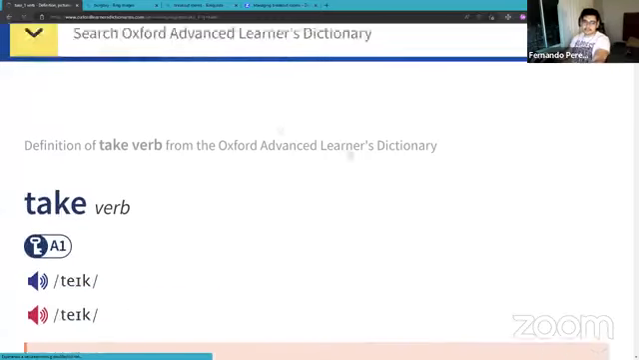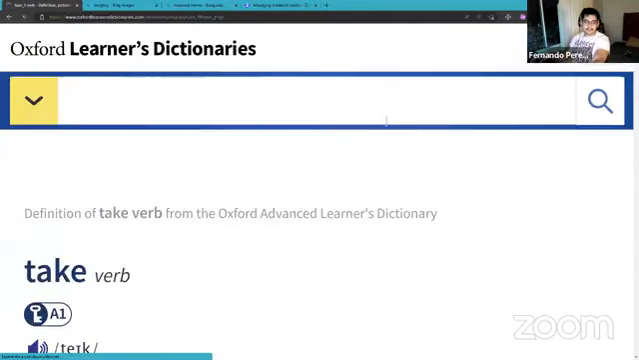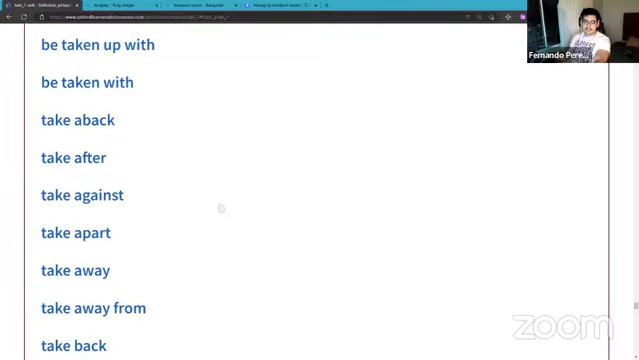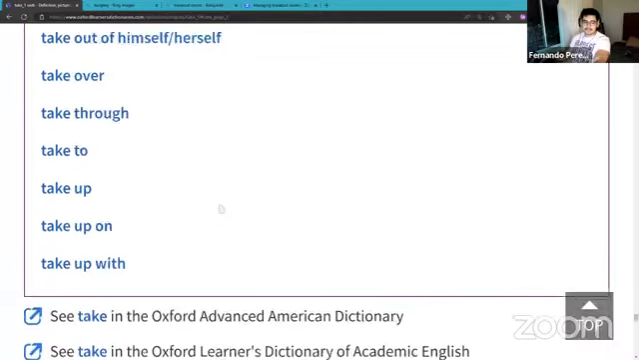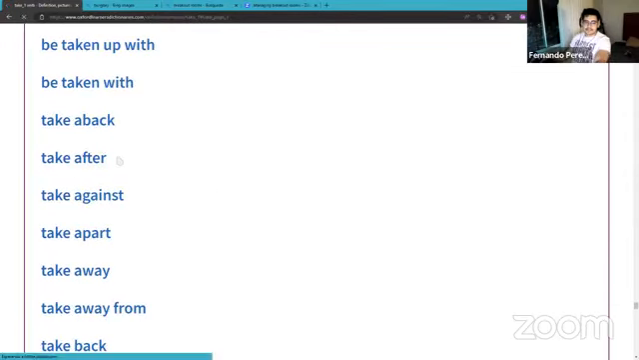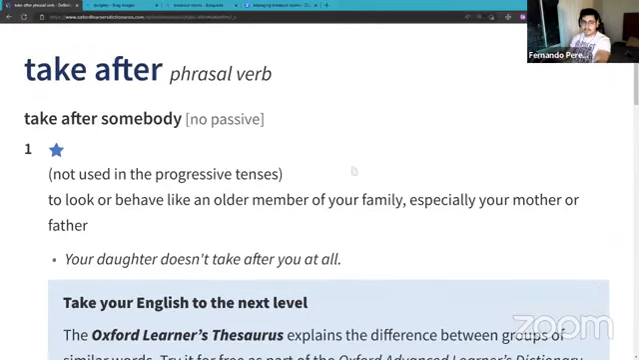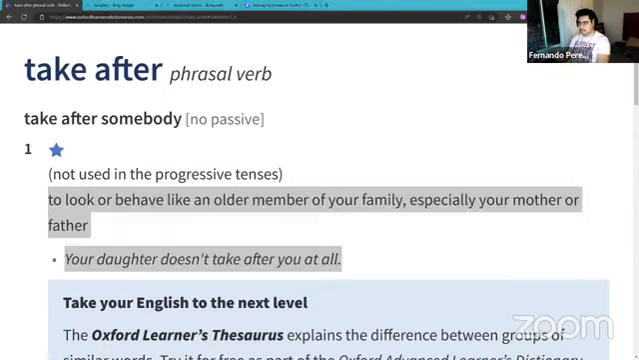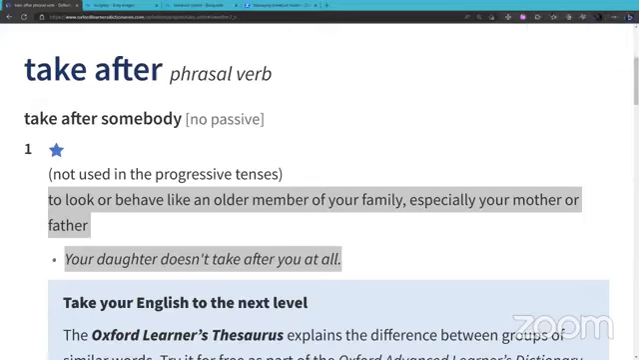We have the verb take. Then we go to the phrasal verbs, and we find be taken up in past participle, be taken with, take aback, take after, take against. There's a lot. Let's find the most common ones. Take after. Let's begin with this one. Okay? Help me, Rafa. Yes, teacher. Take after.